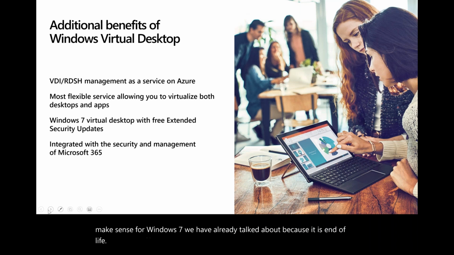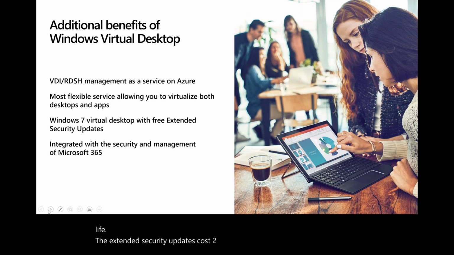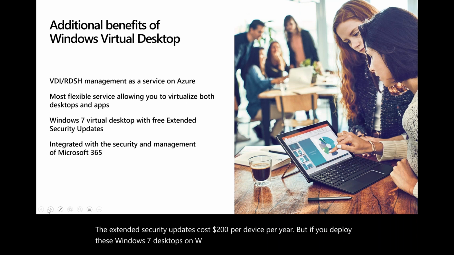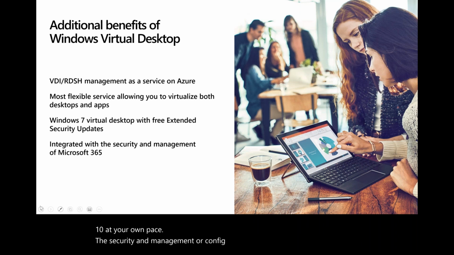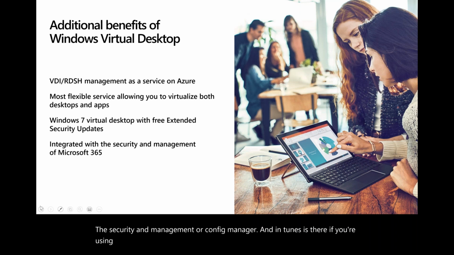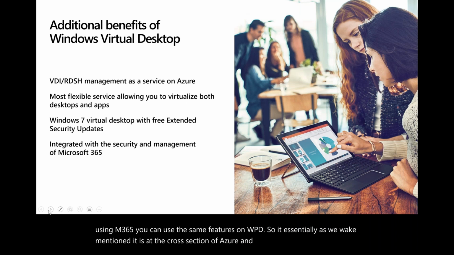Windows 7 we have already talked about because it is end of life. The extended security updates cost $200 per device per year. But if you deploy these Windows 7 desktops on WVD, the extended security updates are free for the next 3 years, and you can choose to move to Windows 10 at your own pace. The security and management tools, Config Manager and Intune, are there. If you're using M365, you can use the same features on WVD. So essentially, as Vivek mentioned, it is at the cross section of Azure and M365. It brings in the best of both worlds and helps you deploy the same desktop experience on cloud.